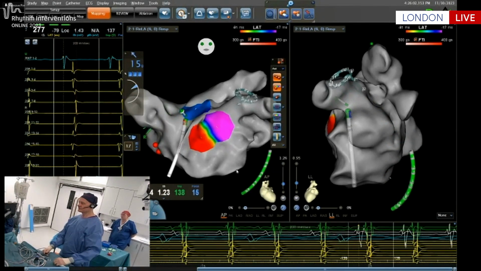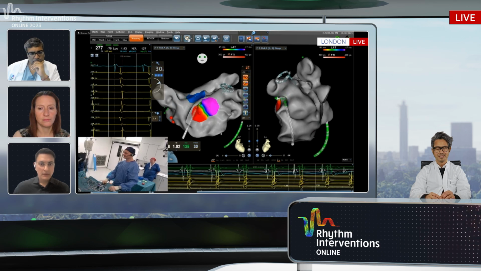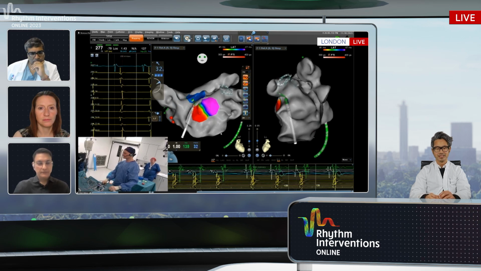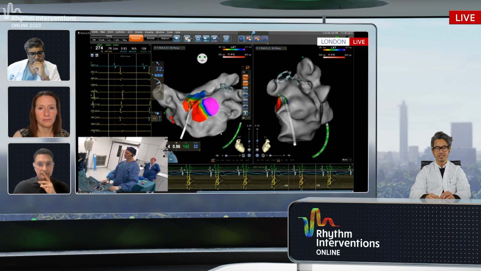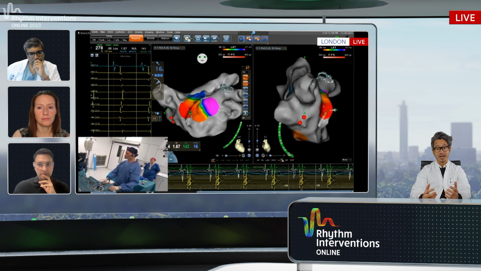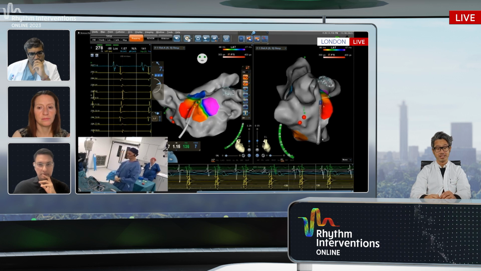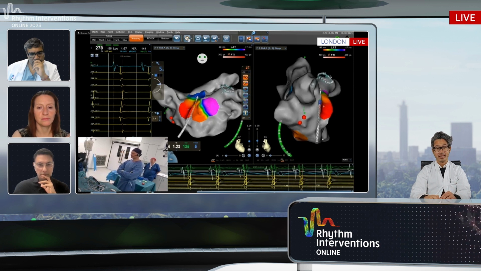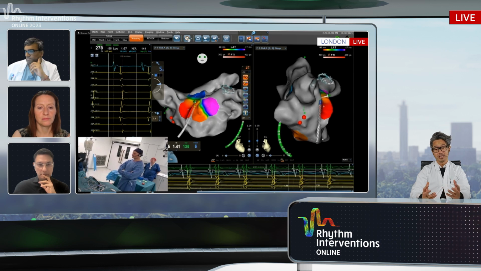So, Julian, does that all make sense? It does. Yeah, yes. I think you nicely explained the activation wavefront given, or the proposed macroreentrant probably as the underlying mechanism, and I think you nicely elucidated the potential options.